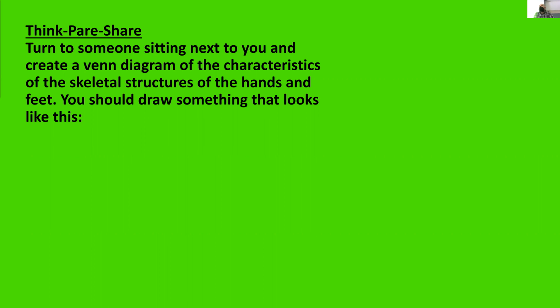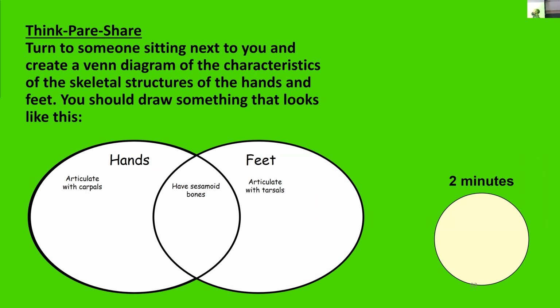All right, so turn to someone sitting next to you. What I want you to do is create a Venn diagram that describes the characteristics of the feet and the hands, and specifically the skeletal structures. So you're going to draw something that looks like this. You guys know I love Venn diagrams. On one side, you have hands. On the other side, you have feet. I got you started a little bit here.